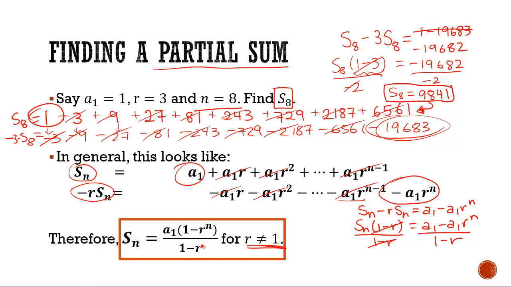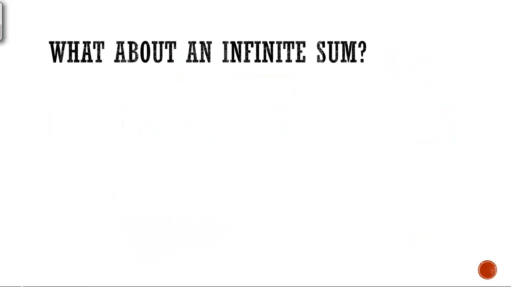As you can see, if R was 1, our denominator would be 0. So we can't use the formula for that. But any partial sum, meaning it has a limited number of terms, with a geometric sequence, with a ratio, the first term, and number of terms, you can use that formula. But what about an infinite sum?